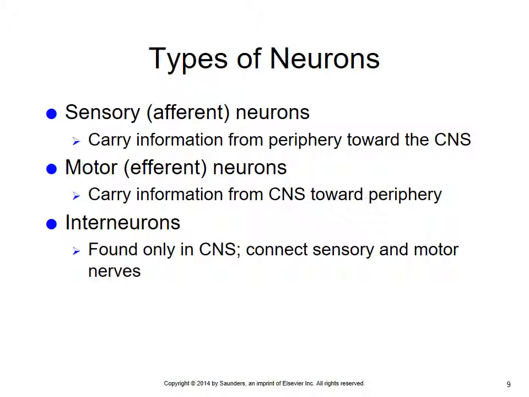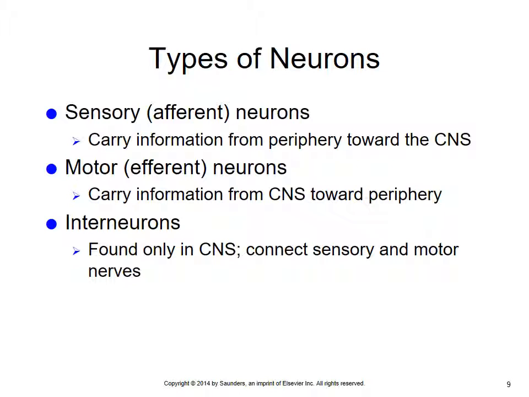Now for types of neurons. The sensory neurons or afferent neurons carry information from the periphery toward the central nervous system. The motor neurons are called efferent neurons. They carry information from the central nervous system toward the periphery. Both sensory neurons and motor neurons are found in the central nervous system and in the peripheral nervous system.